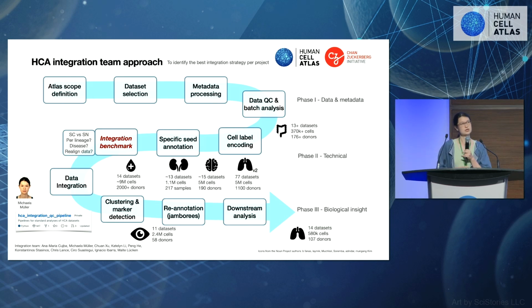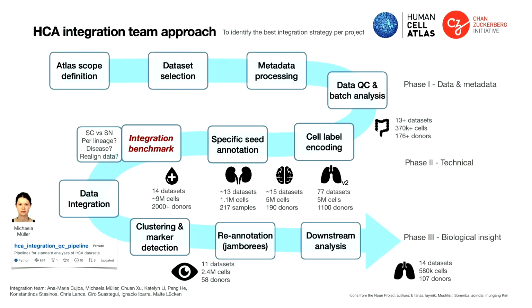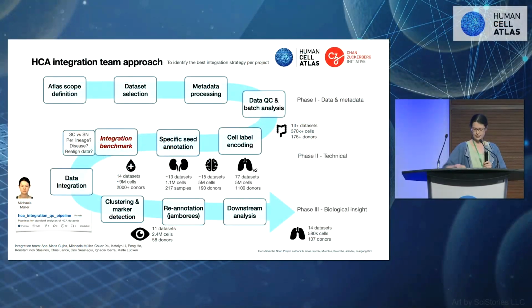Right, so in general, the 3 big steps are data and metadata, which contains data collection and also aggregating multiple metadata in a way that we can use them across the different data sets. Then the technical phase where we actually do the integration, trying to also decide on a method in a less biased way by trying multiple different methods built in the integration benchmark. And then finally, there are a couple of downstream tasks that are also a little bit more manual.